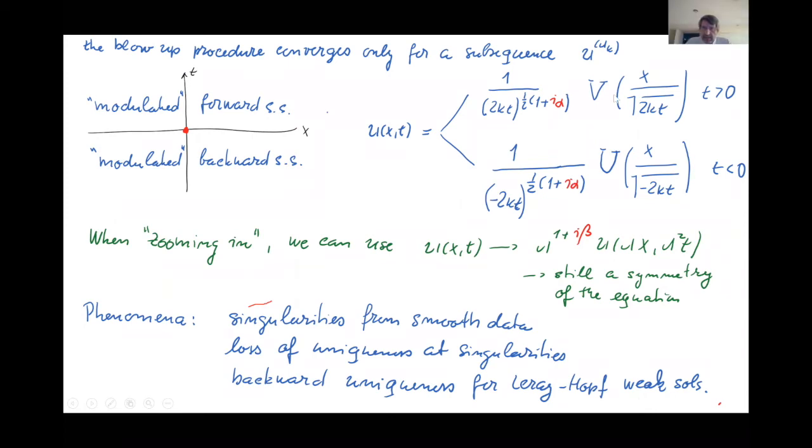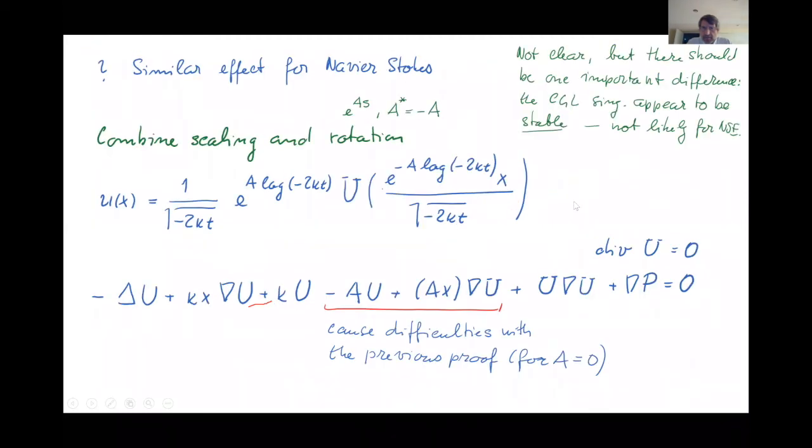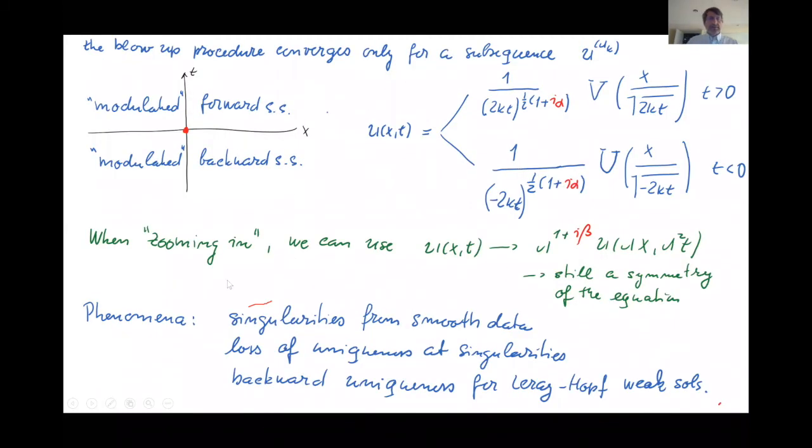And that looks like that as you approach the singularity, the solution looks almost like a self-similar singularity, but there is this extra modulation here, which you can think about in the following terms: this equation has these scaling symmetries, and you can zoom in on the singularity just using the scaling symmetry.